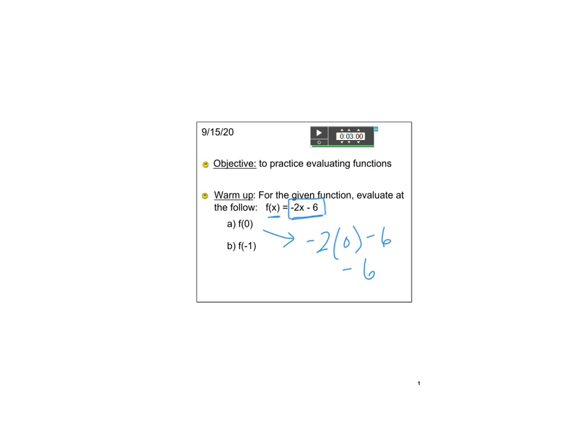For the second one, f of negative 1, doing the same thing, taking negative 2 times x minus 6, this time plugging in the negative 1, and we get negative 4. So we're going to do basically the same thing, just plugging in, but we're going to take it a step further and plug in letters or variables.